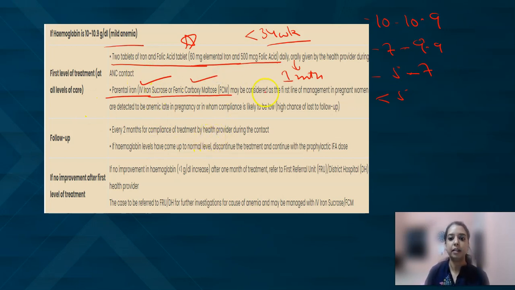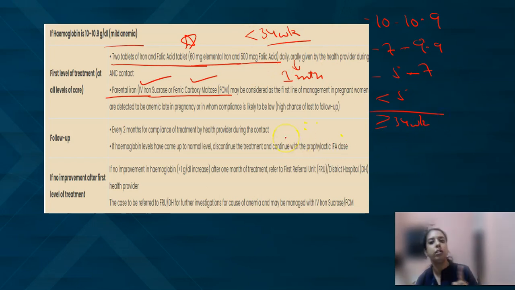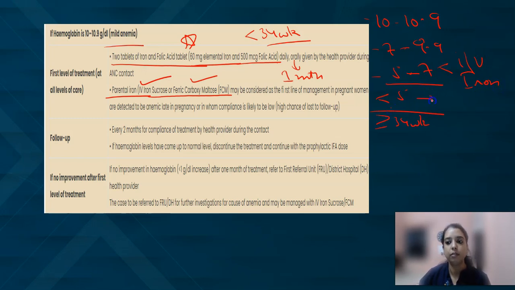In late pregnancy you will give this, or if the patient is not responding, then you will give the IV iron. This is in case of mild anemia. Even in moderate anemia, again you will give iron folic acid 2 tablets, but if she is in late pregnancy, more than or equal to 34 weeks, you will give IV iron straight away, but you do not give them together. IV and oral iron are not given together. In case of 5 to 7, you will straight away start with IV iron. In case of less than 5, you will admit the patient. This is the management according to Anemia Mukt Bharat.